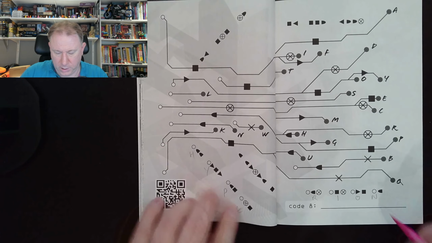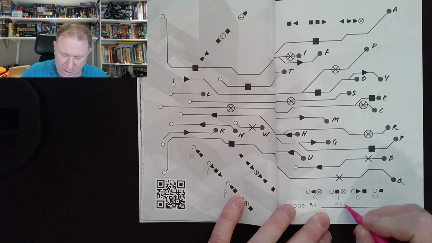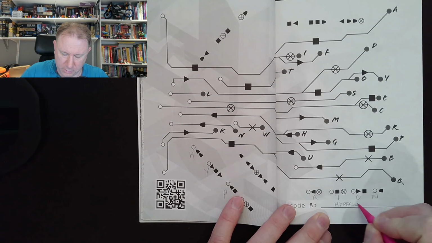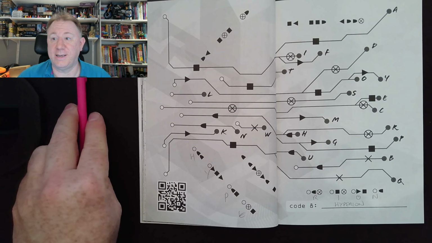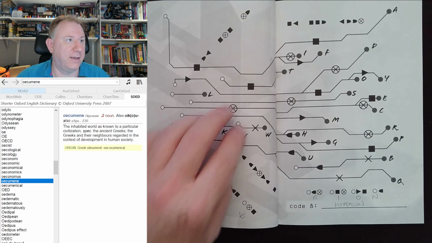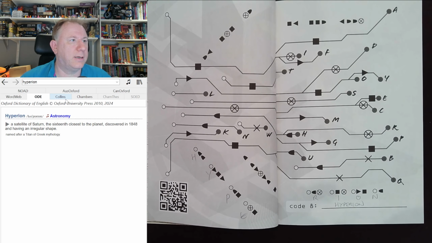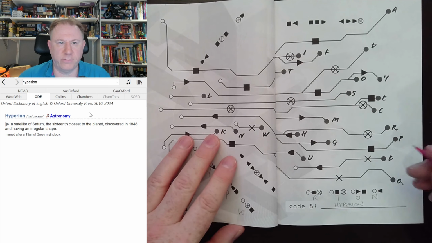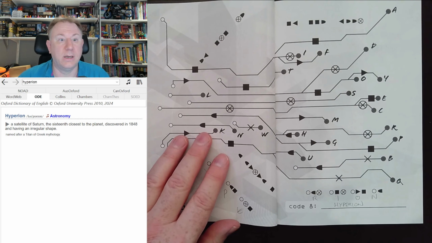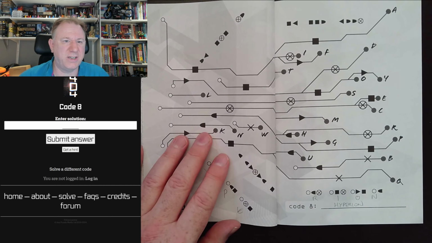So I've got Hyperion, which I have heard of. Well, don't ask me what Hyperion means. I guess I can look it up, can't I? Ecumene, let's try Hyperion. Oh, there we go. A satellite of Saturn, the 16th closest to the planet, discovered in 1848, having an irregular shape, named after a titan of Greek mythology. There we go. So Hyperion is a thing, but I'd heard the word before.